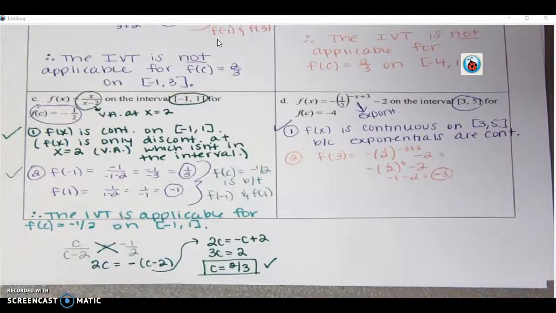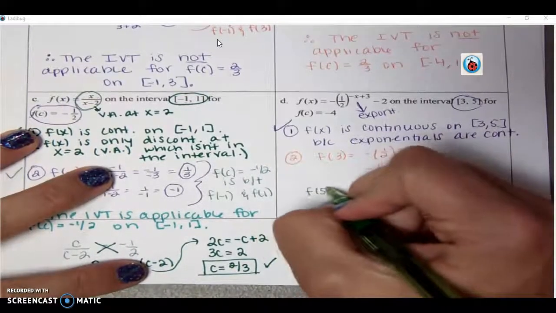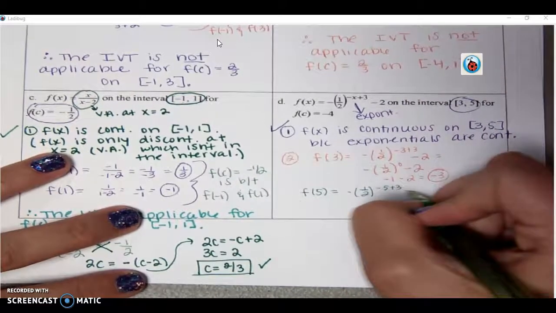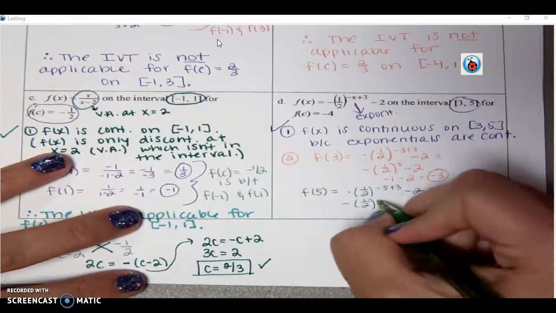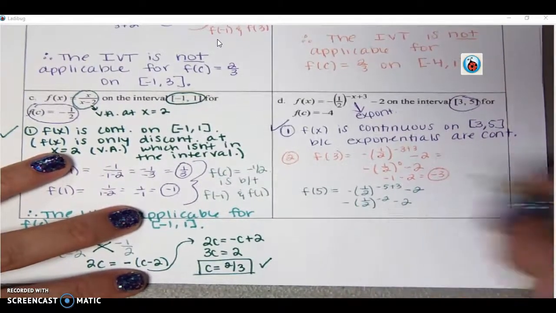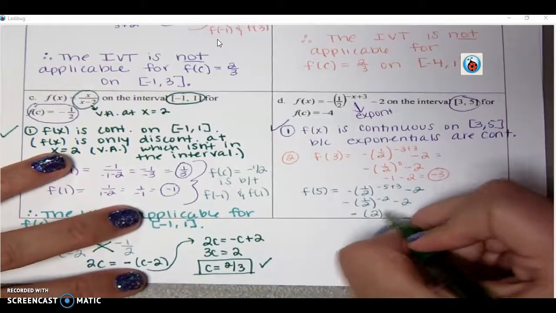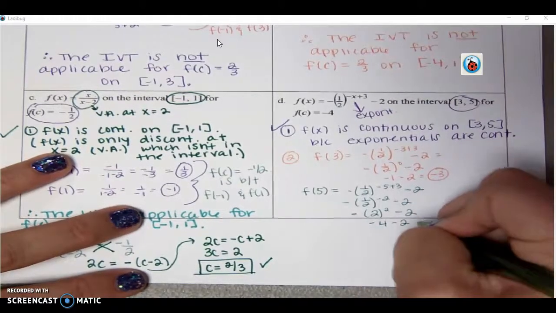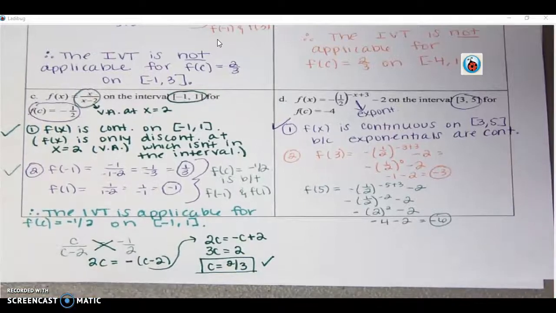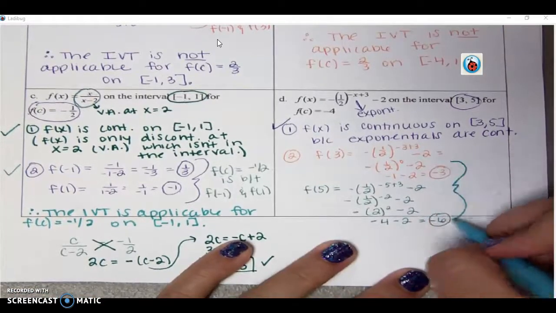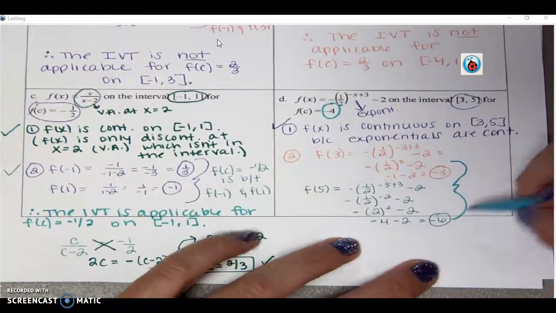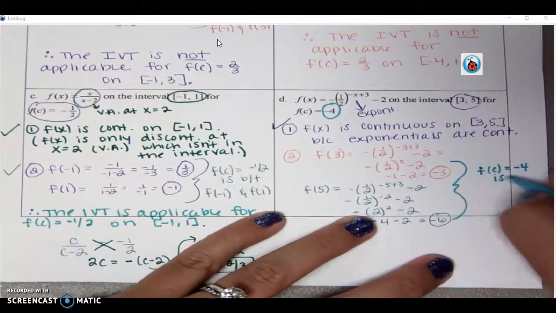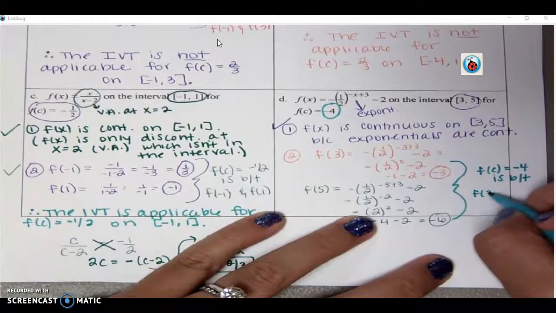And then if we do f of 5, negative 1/2 to the negative 2nd power minus 2. A negative power means that you could just flip this around, get rid of the negative. So we really have negative 4 minus 2, which will give us negative 6. Okay, so we have negative 3 and negative 6. So we're trying to see, okay, is negative 4 between negative 6 and negative 3? Yes, it is. So we can say f of c equals negative 4 is between f of 3 and f of 5.